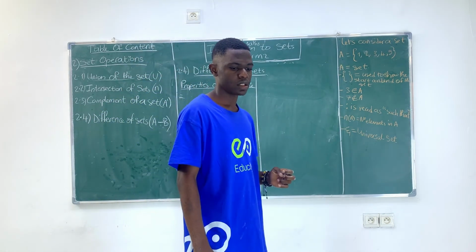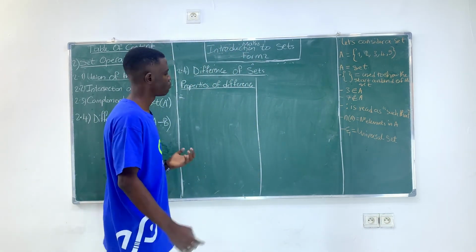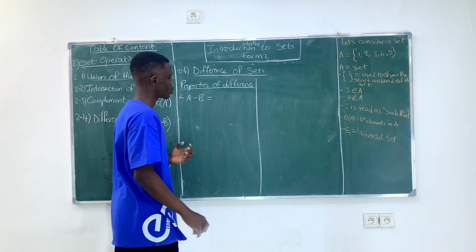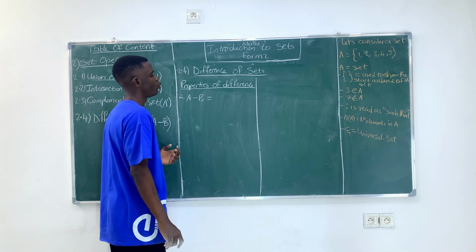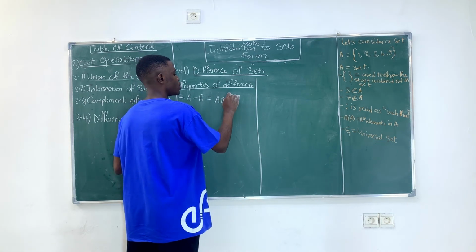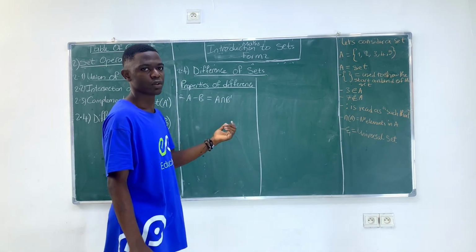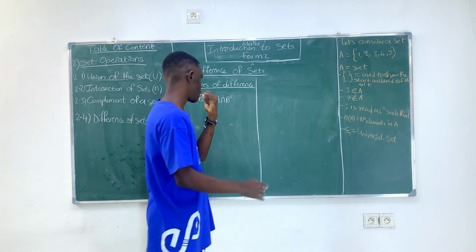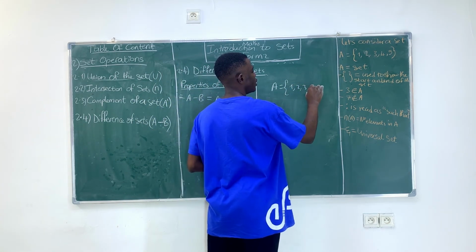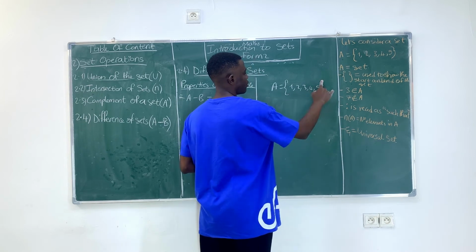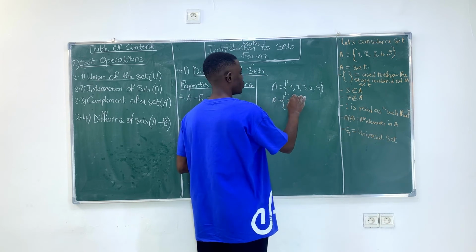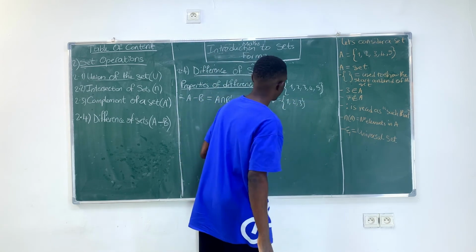So the first one says, it is the complement. This was already proven. A minus B is A intersection B complement. We proved it already. So you can simply let A equal 1, 2, 3, 4, 5, and B equal 1, 2, 3.